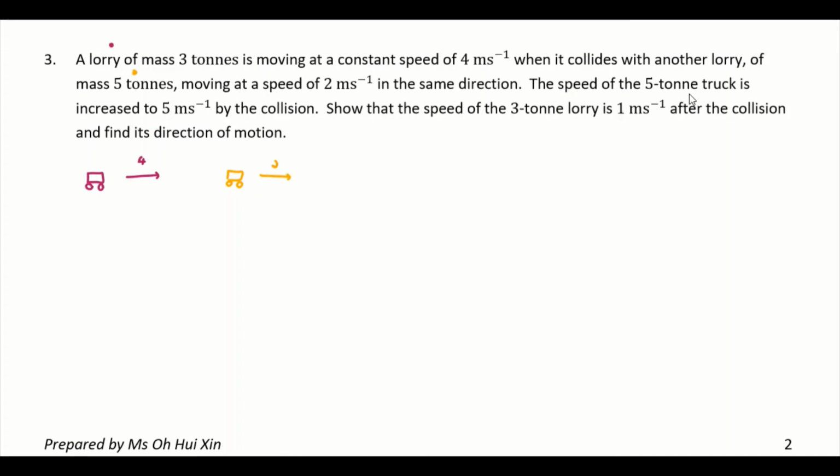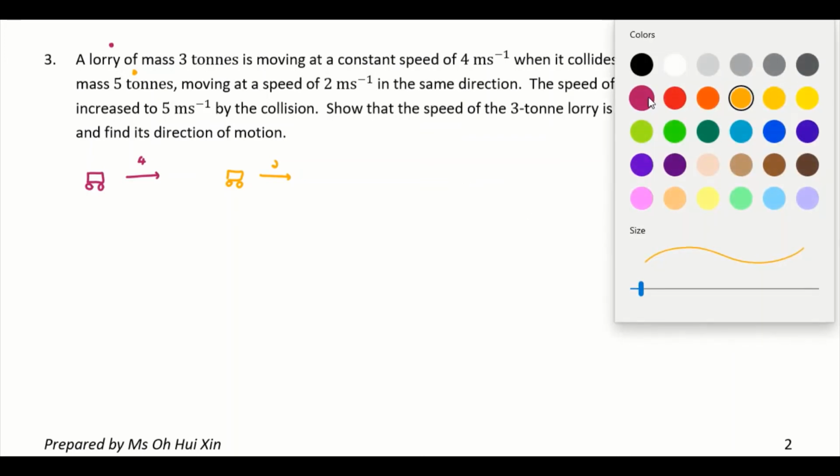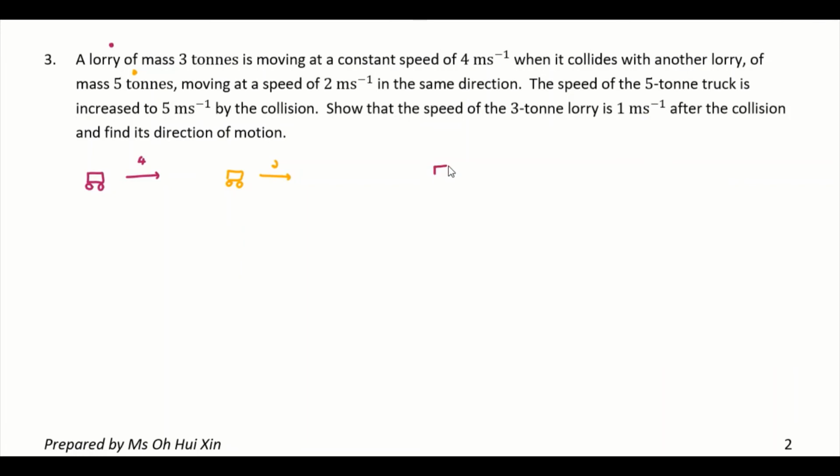The speed of the 5-ton truck is increased to 5 meter per second by the collision. So this is before, and this is after. We don't know what happened to the 3-ton lorry yet. Okay, so we know that the 5-ton lorry increases to 5 meter per second.